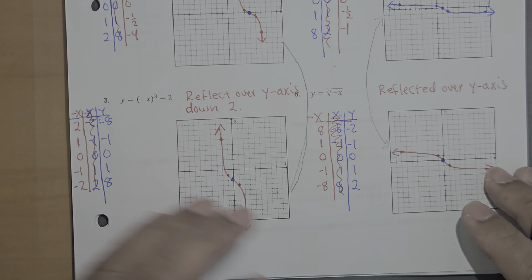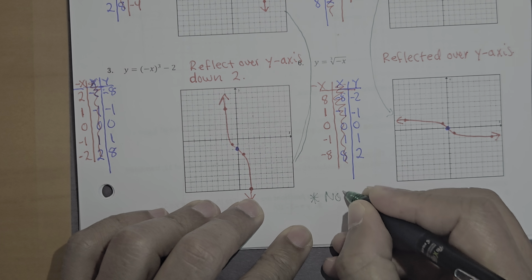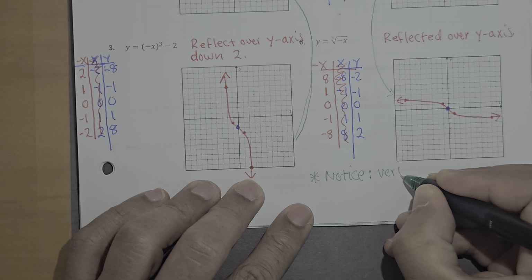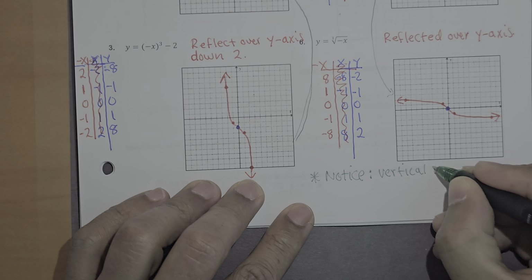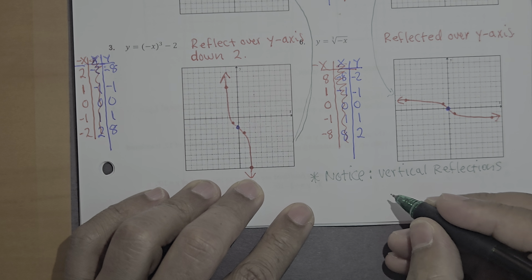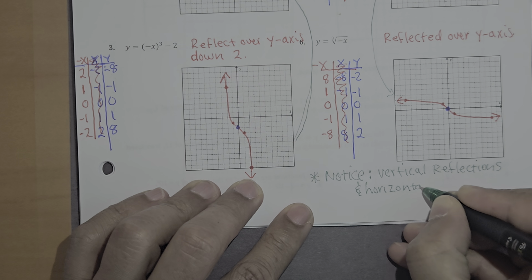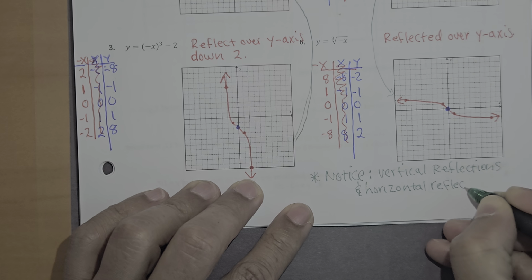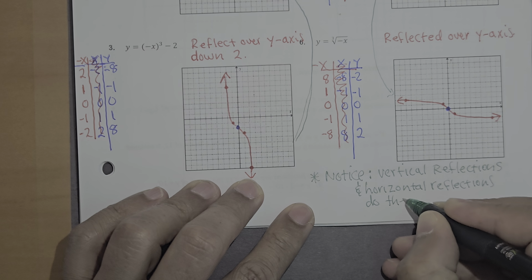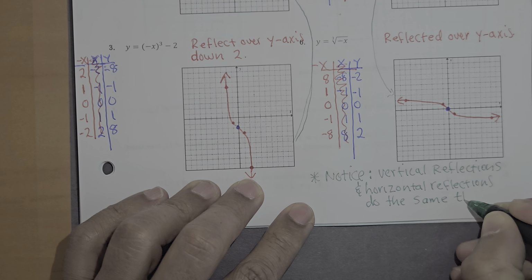It looks the same. So I'm going to add a note here, and that note says, notice the following. Vertical reflections and horizontal reflections do the same thing. So you can't really tell the difference with the graph. So they do the same thing.